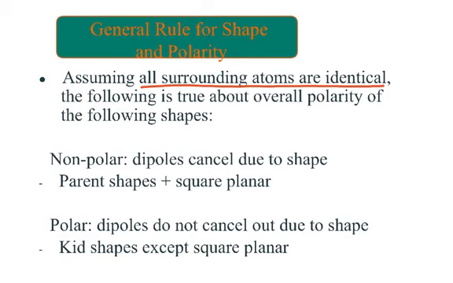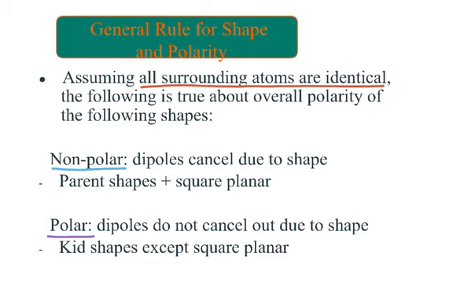So the general rule is this. Nonpolar means that dipoles cancel out because of shape. The shapes that do this are all my parent shapes plus square planar. They all have something in common. They all have this symmetry about them in which they have an equal amount of push and pull if the surrounding atoms are equal, and so they end up canceling their dipole effect. There is an unbalanced set of forces when it comes to kid shapes, except for square planar. And so when we see examples here, we're going to notice that the dipoles do not cancel because of shape. And if they don't cancel, the dipoles are still there, and that means that we have a polar molecule.